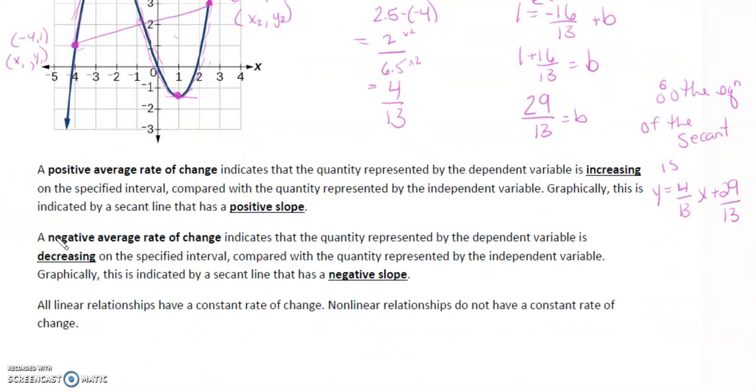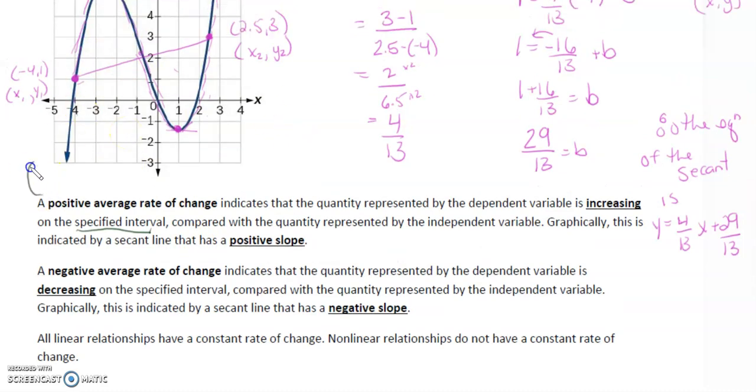A positive average rate of change indicates that the quantity represented by the dependent variable is increasing on the specified interval compared with the quantity represented by the independent variable. Graphically, that's going to look like a positive slope. In this question up here, we did have a positive average rate of change. We're increasing to the right. So in other words, as x increases, I'm going to do the arrow up, comma, y increases.